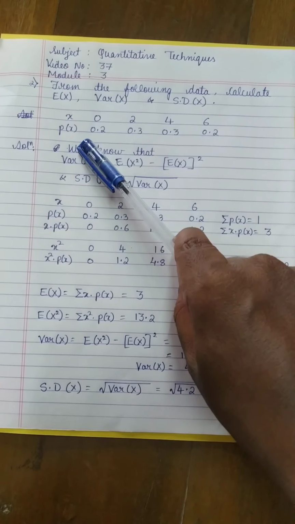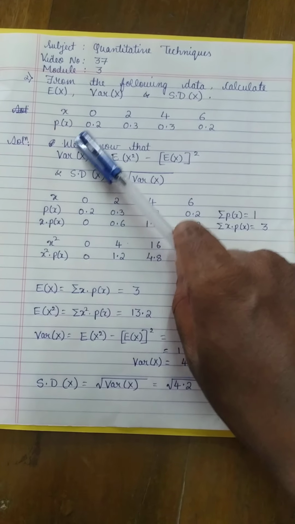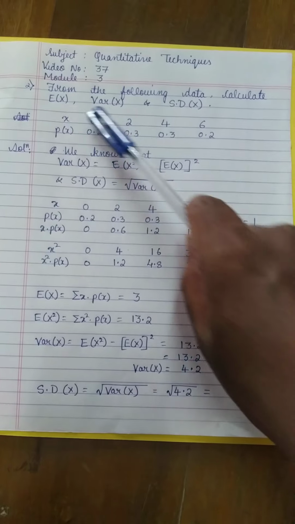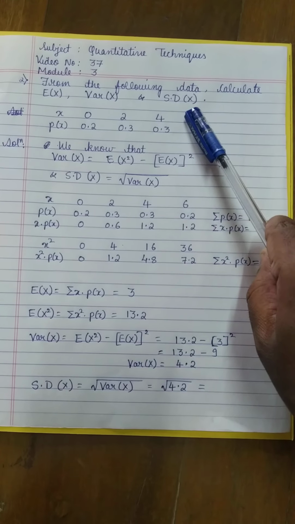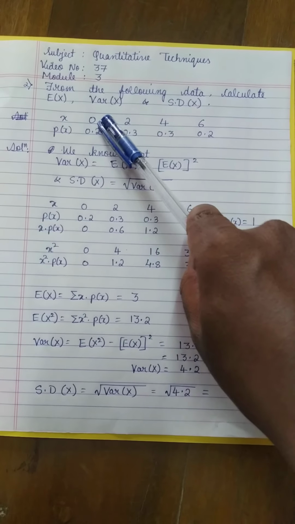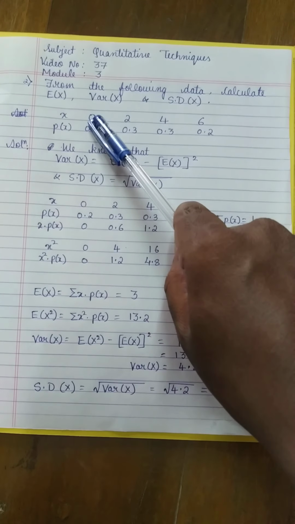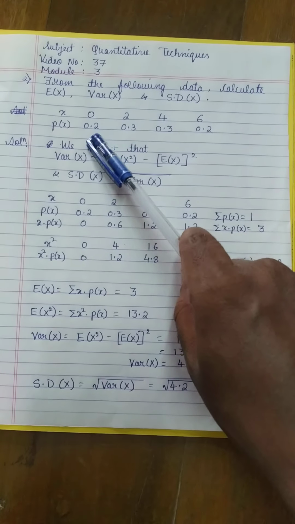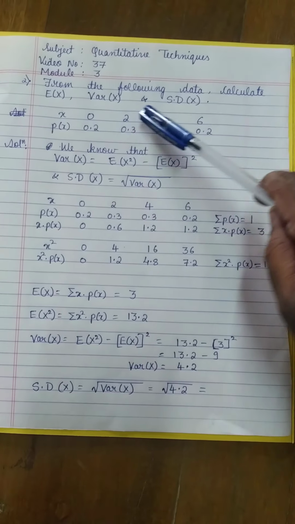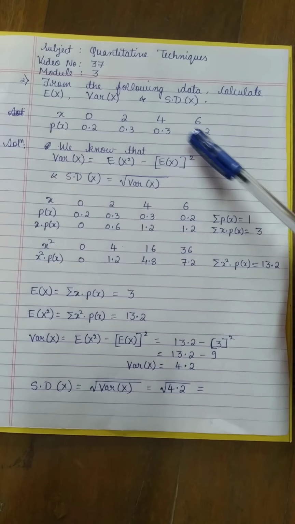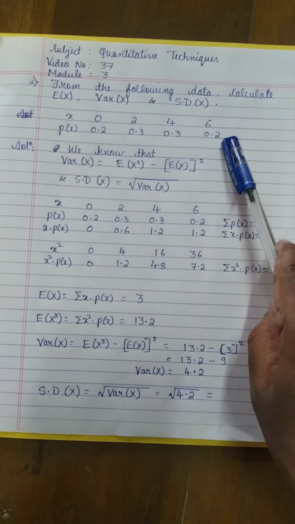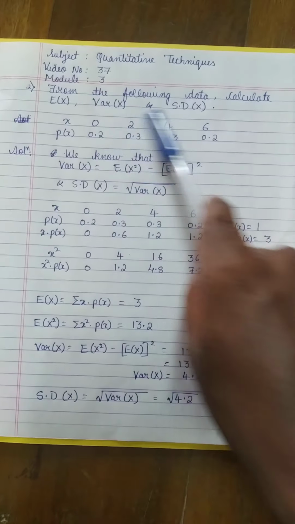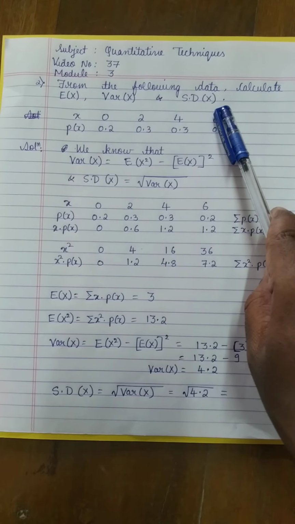The values of x and p of x are given just like the previous problem. The only extra things that they have asked are variance of x and standard deviation of x. When x is 0, the probability that x becomes 0 is 0.2. The probability that x takes the value of 2 is 0.3 and so on. So the table is given to you in the question paper itself. Now you are supposed to find out these three things.